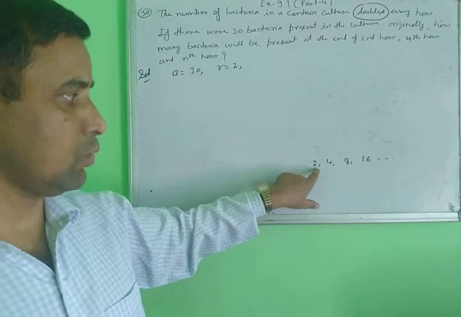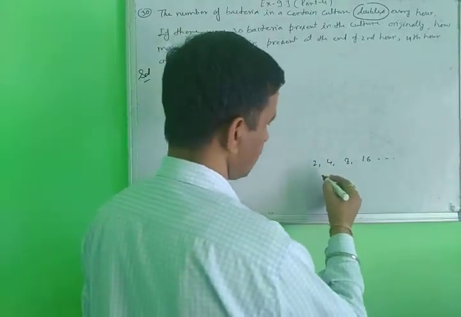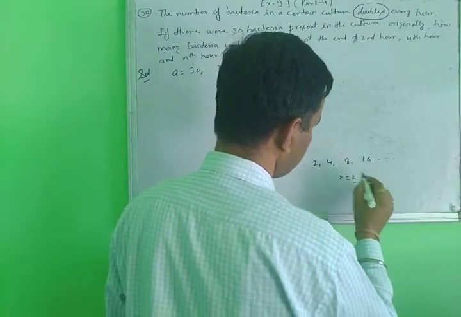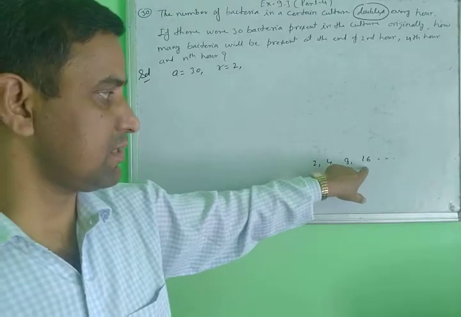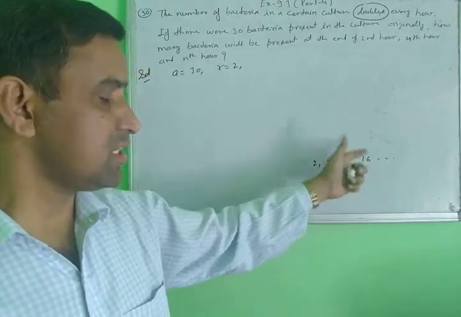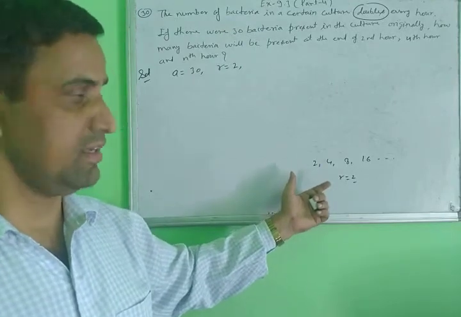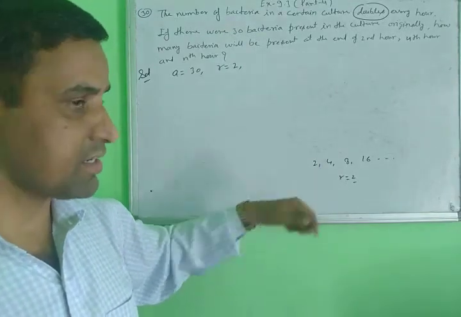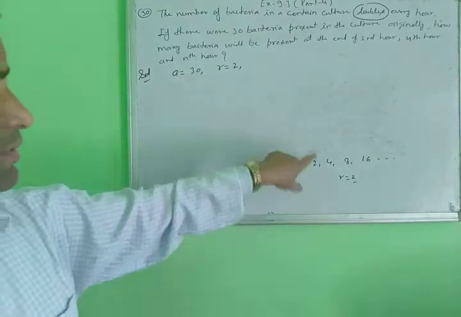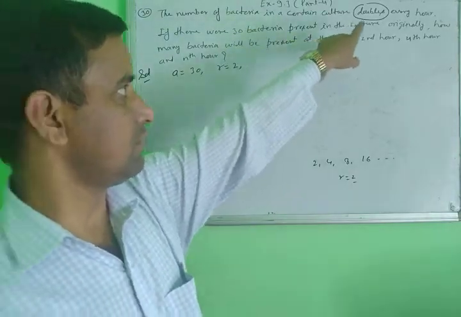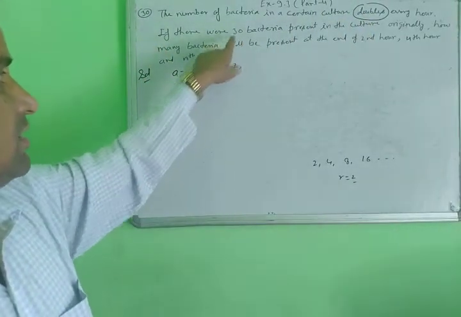Suppose the first hour is 2, next it is 4, next it is 8. So what is the common ratio here? The common ratio always comes as R equal to 2. Every time it doubles or triples or becomes 4 times or 5 times. So when this sequence comes in the questions, it means this one is the GP. When it doubles, triples, multiplies each time, it is called the GP. The value of double means R equals 2. Our first term here is 30.